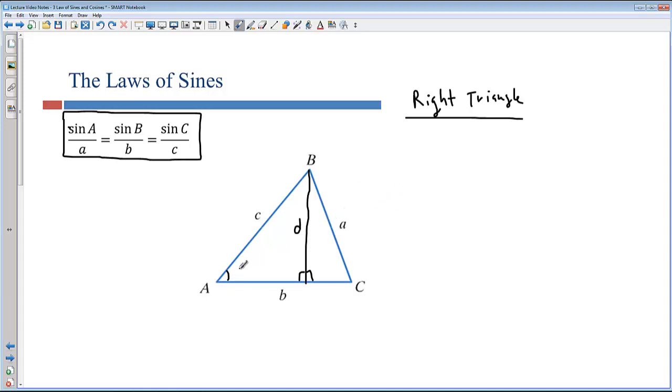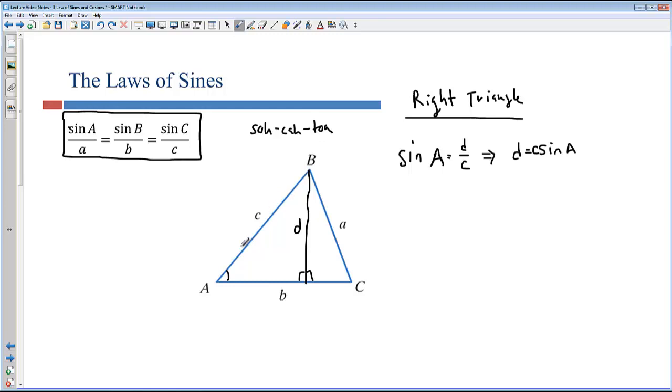I can write sine of A is equal to d divided by c. So the sine of angle A is the opposite over the hypotenuse, remember, SOHCAHTOA. And so I know that the sine of this angle A right here will be the opposite side over the hypotenuse, so this is equal to d over c. And what this implies is that if we multiply both sides by c, we get d equal to c times sine of A.